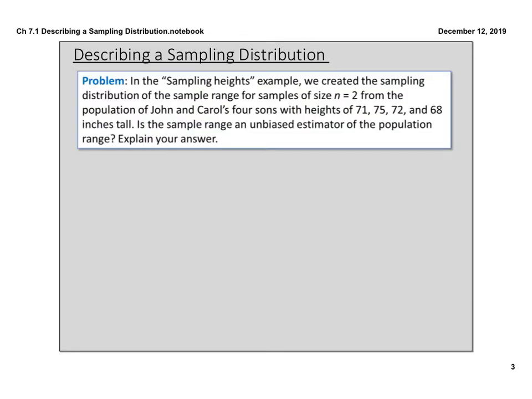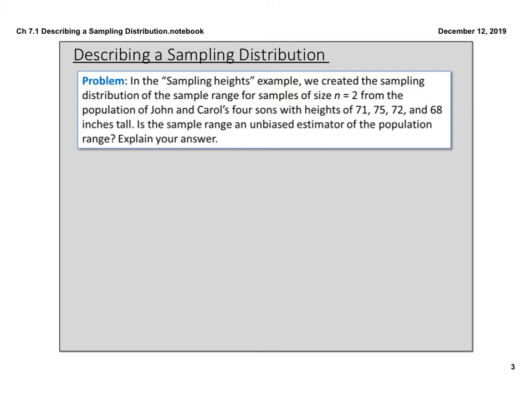In this question, we are going back to that heights example where we had John and Carol with 4 sons, and we pulled samples of size 2, n equals 2. We found the mean and did the sampling distribution, and then we found the range, meaning one minus the other, and did the sampling distribution. So the question here is: is the sample range an unbiased estimator of the population range? Explain your answer. What makes it easy to look at here is we're only looking at a population of 4, so it's not hard to do the sampling distribution and also look at the population parameter.